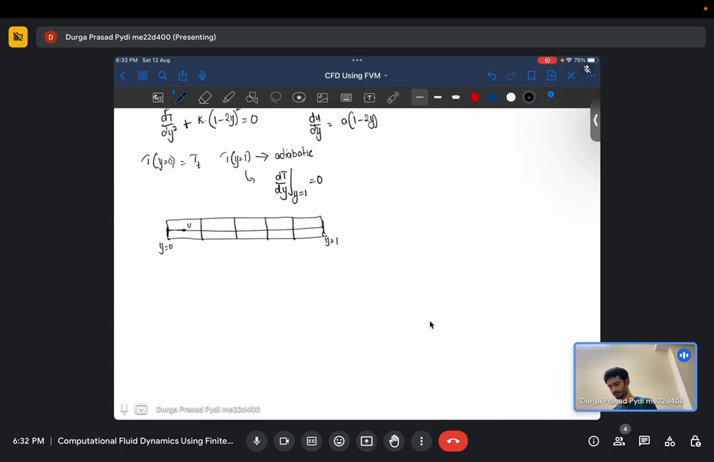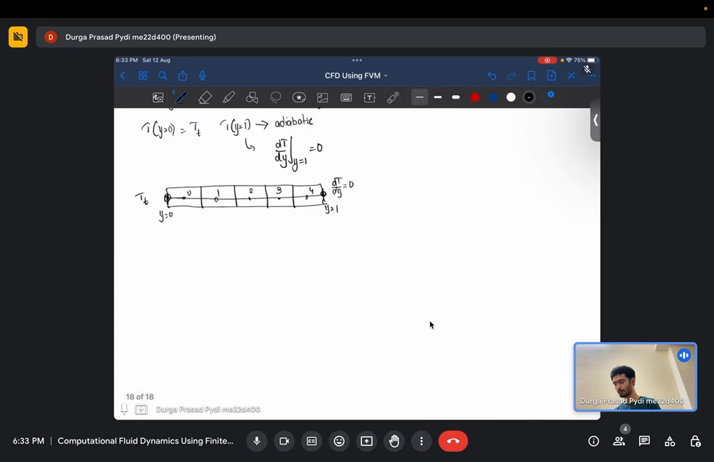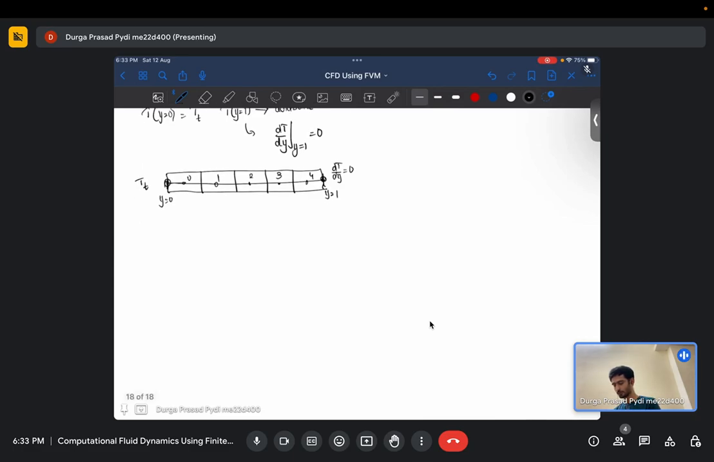So say 0 to 1, and I have just 5 cells here. Here I know the value as T, and here I have dT/dy equal to 0. These are my boundary conditions. So unlike the previous case, here we'll be having a Neumann kind of boundary condition. Let's say this is I minus 1, this is I, and I plus 1. This is the same as the previous problem.